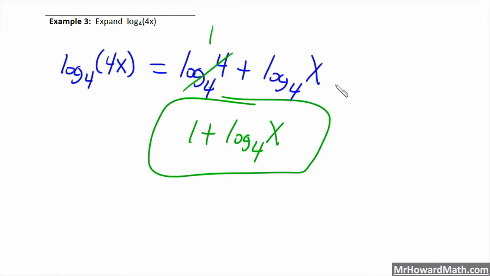Okay, why is log base 4 of 4 equal to 1? Well, let's think back to our last lesson. Log base 4 of 4 equals what? So 4 to what power equals 4? Well, 4 to the first power. So that's why log base 4 of 4 is equal to 1 right there. So that's why we put that 1 there. All right, let's look at example 4.